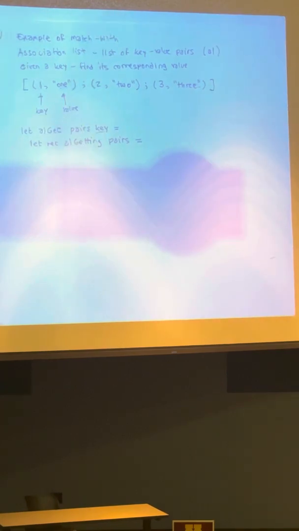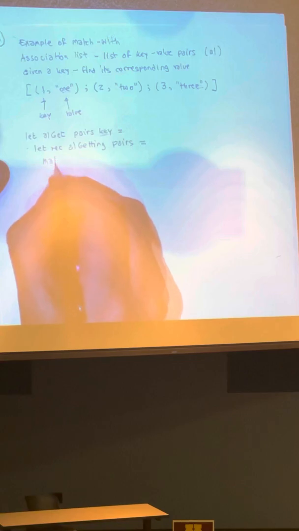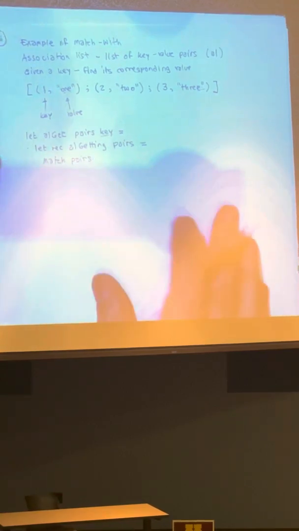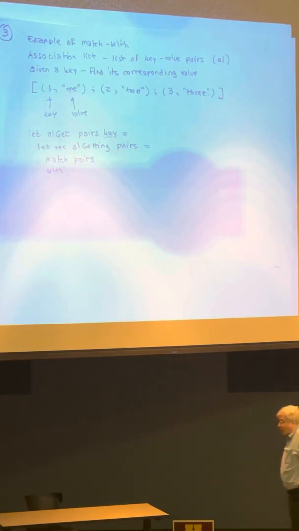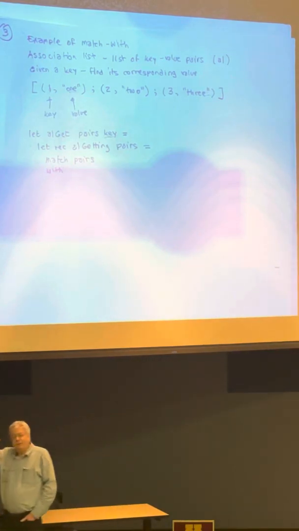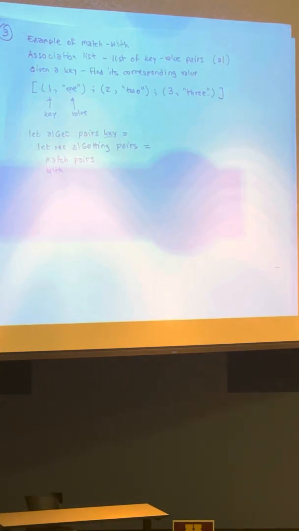Okay. Now, here's where we're going to see something you have not seen before. I can say match pairs with, and this introduces a match expression that contains a series of rules that are controlled by patterns. What will happen is that the first rule will try to match whatever appears after the word match. If it succeeds, it will execute some code. If it fails, it will go on to the next rule, and the next rule and so on. So I can have as many rules in a match with as I want.